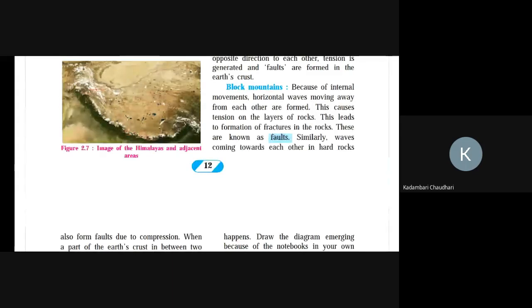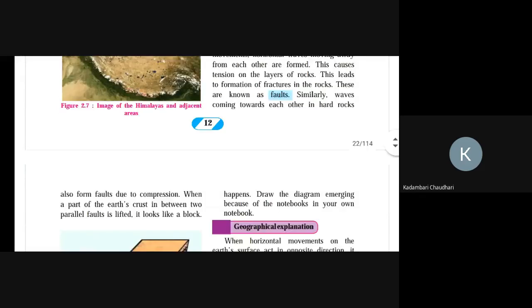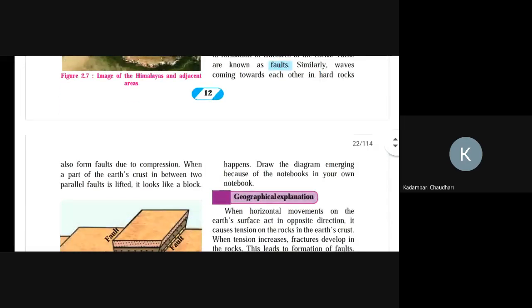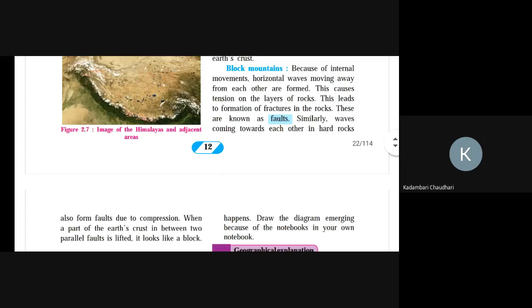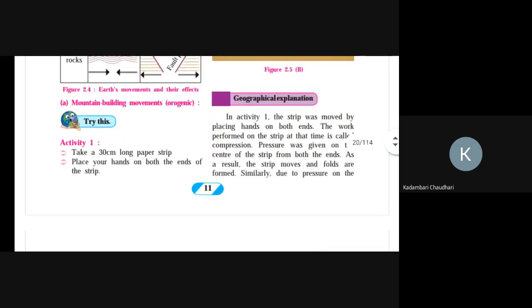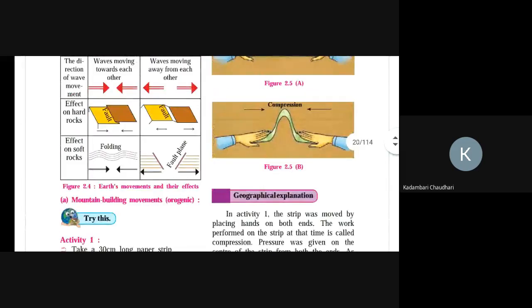Okay, similarly waves coming towards each other in hard rocks also form faults due to compression. If the rock is soft, then there will be folding. Likewise, see here the example of the paper strip. A paper strip is very soft, so if waves are coming towards each other, it will fold.